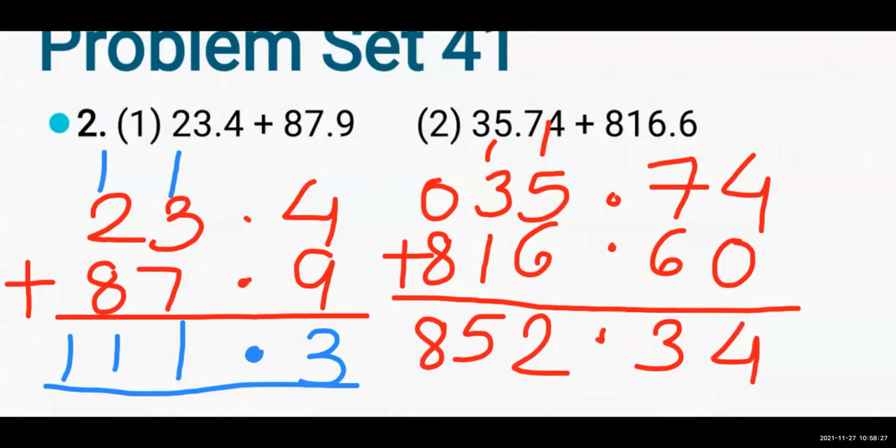So what is our answer? Our answer is 852.34. Clear? Understood? Whenever there is an empty space, you have to put 0. Chalo, now copy down in your notebook, everyone.